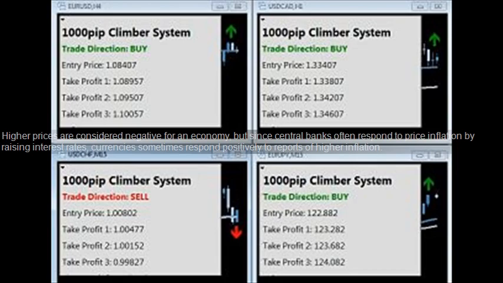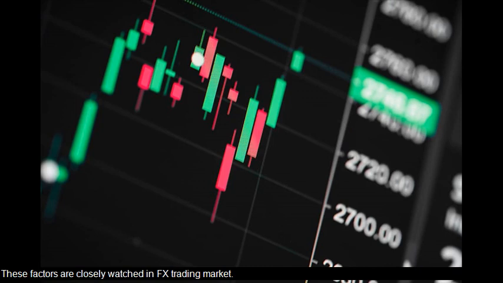Higher prices are considered negative for an economy, but since central banks often respond to price inflation by raising interest rates, currencies sometimes respond positively to reports of higher inflation. These factors are closely watched in FX trading market.